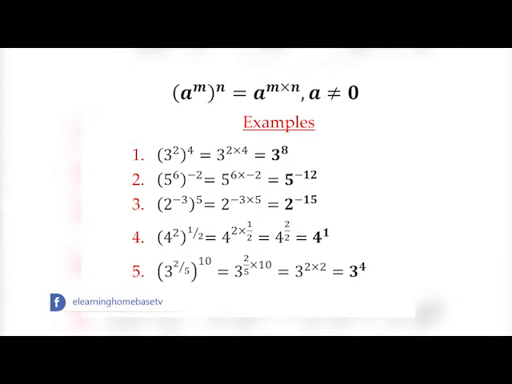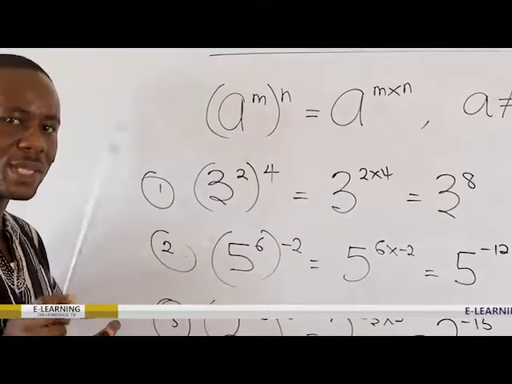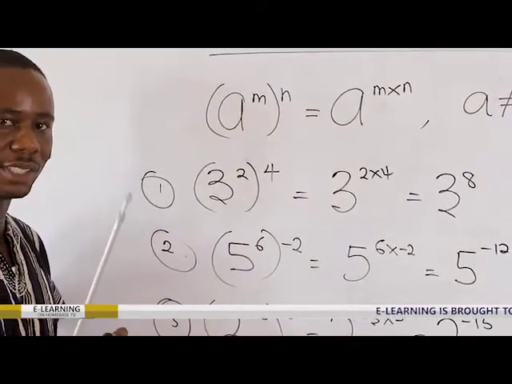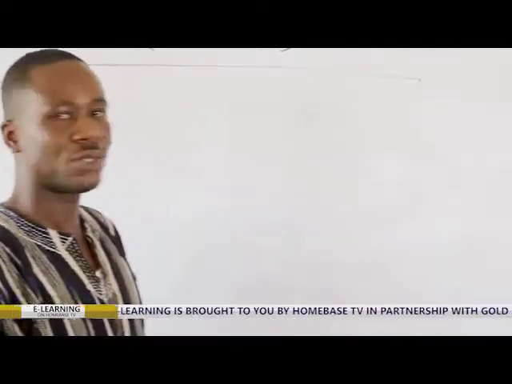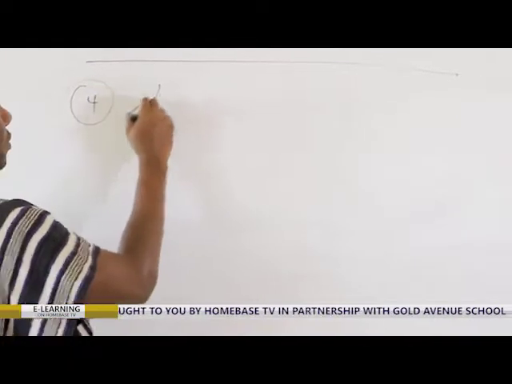Very good. Now, I want us to move a step ahead. This time around, we are still doing the exponents, but our exponents are not going to be whole numbers, rather fractions. Alright, so the fourth example. Still the rule holds, but this time around, the exponents are going to be fractions. So pay attention.